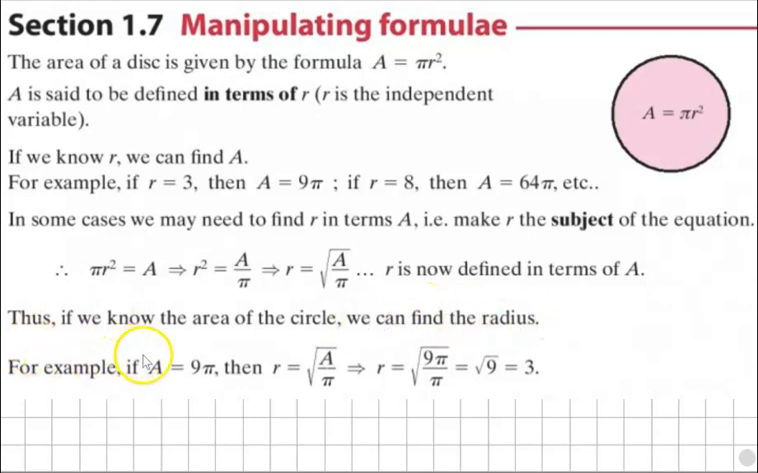So for example, if the area is equal to 9 pi, then for the radius, we know that r is equal to root A over pi, where A is the area. So then r will be equal to the square root of 9 pi over pi. The pi's will cancel, and it will be equal to the square root of 9, which is 3. So if the area is 9 pi, then the radius is 3. Whereas up here we had the radius was 3 and worked out that the area was 9 pi. So it makes sense that if the area is 9 pi, then the radius will be 3.